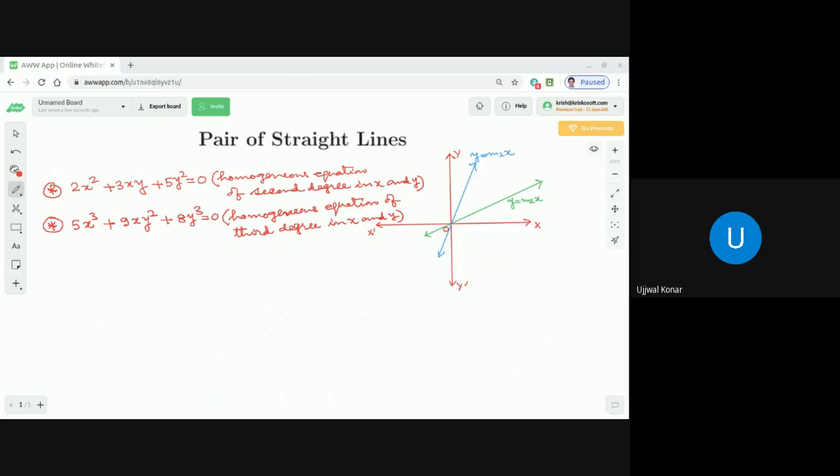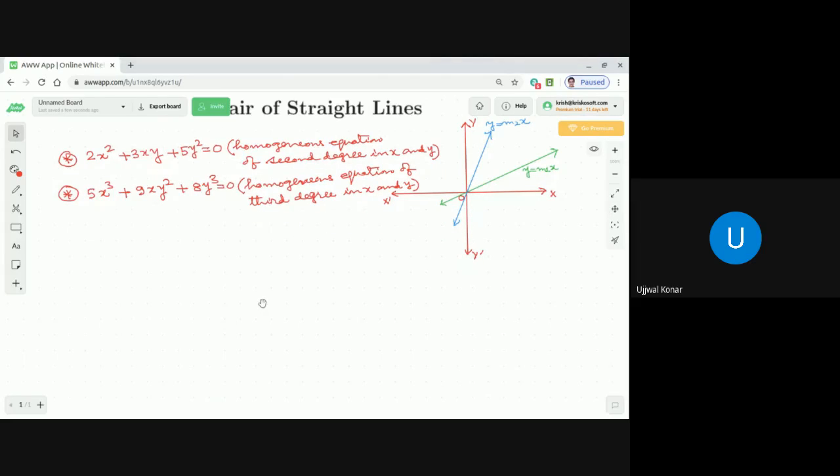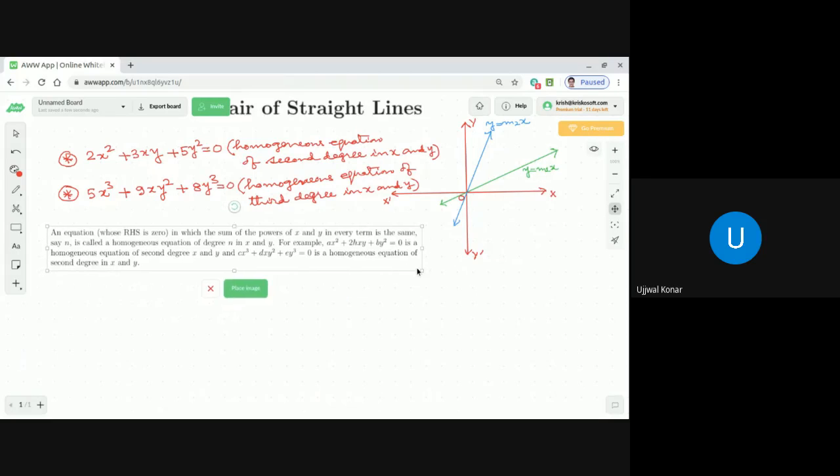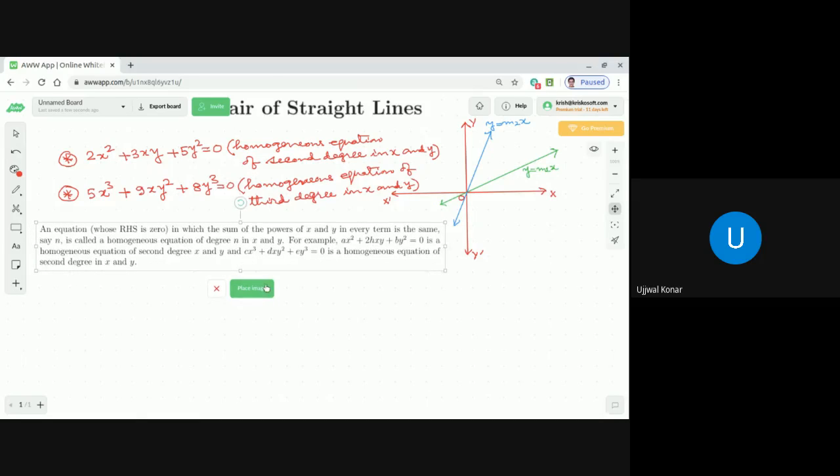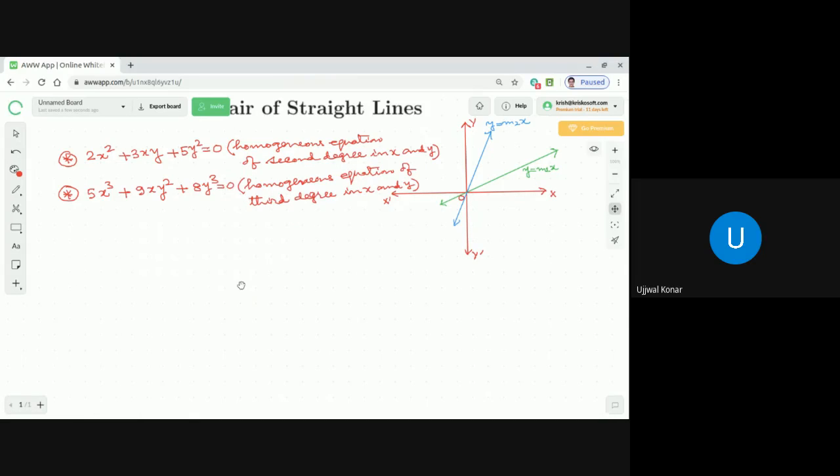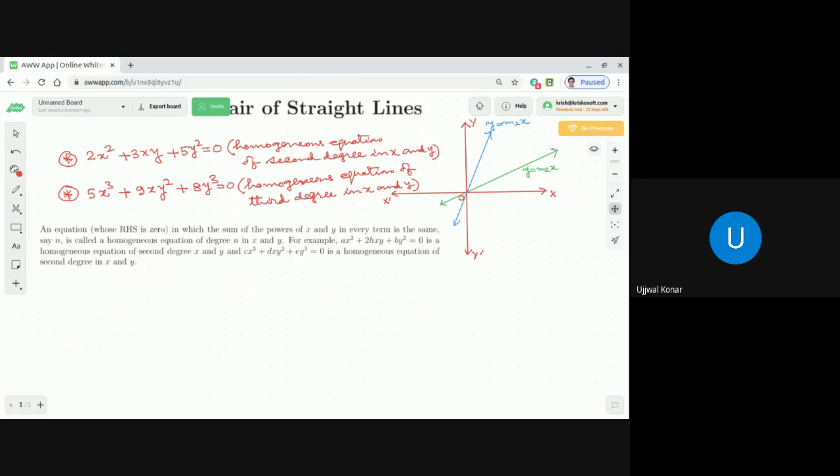Let me first place this one from the study material, and then we will discuss it, and then you will see how it is relevant to the pair of straight lines passing through the origin. If you look into the definition of the homogeneous equation, it is an equation whose right hand side is 0, in which the sum of the powers of x and y in every term is the same, say n, and it is called a homogeneous equation of degree n in x and y.